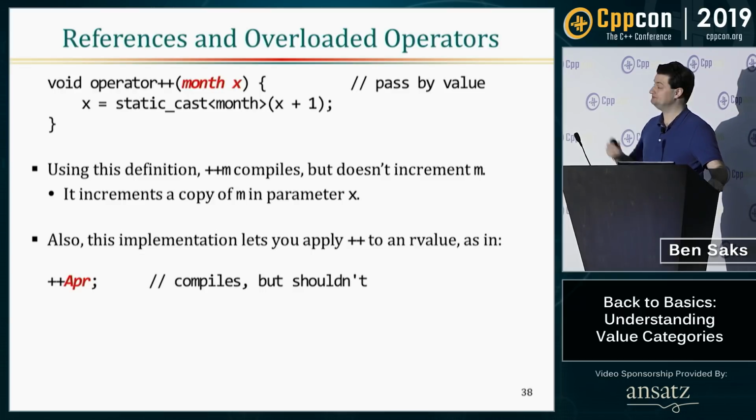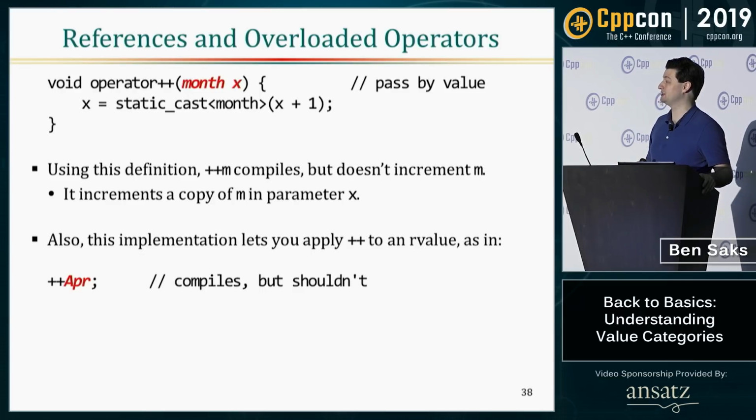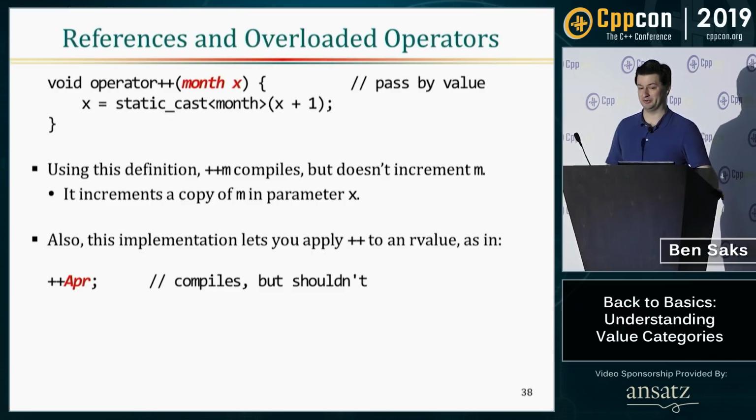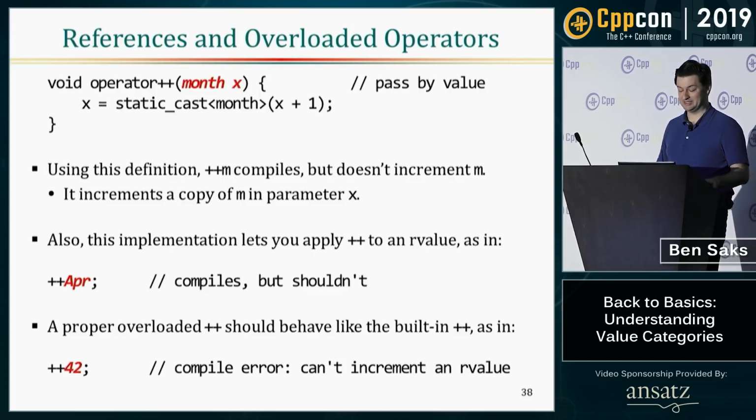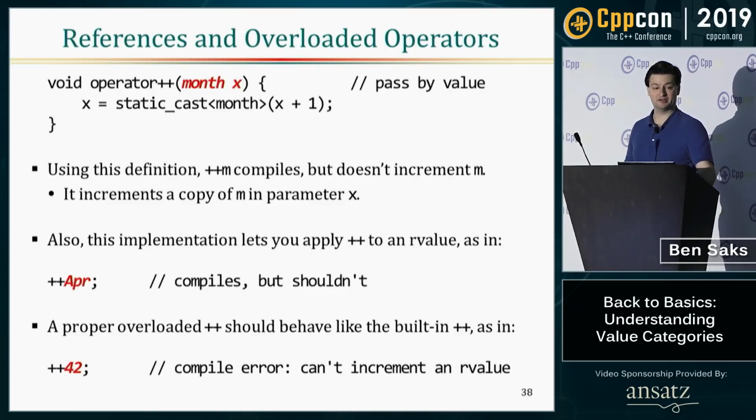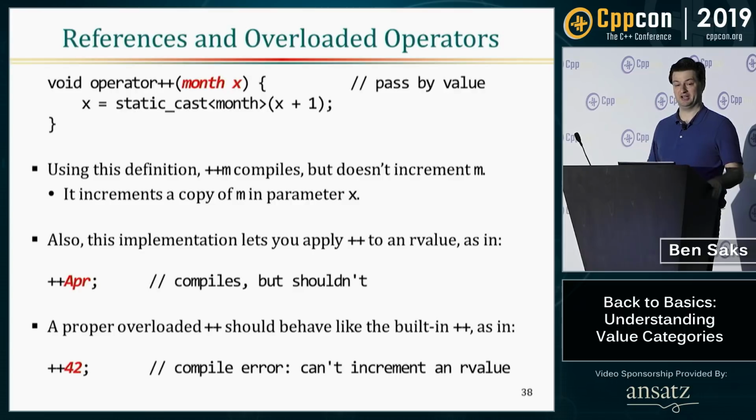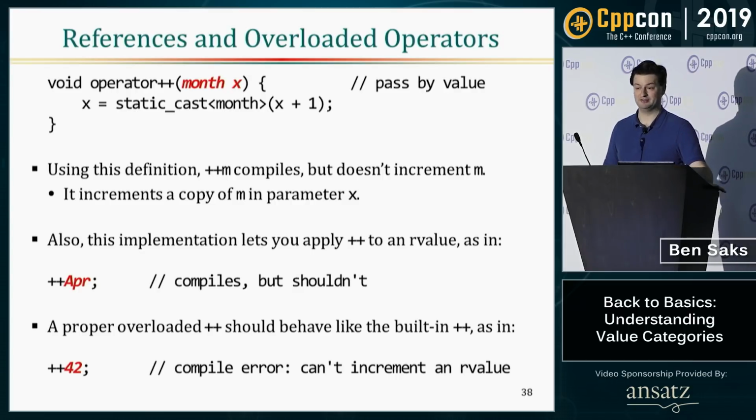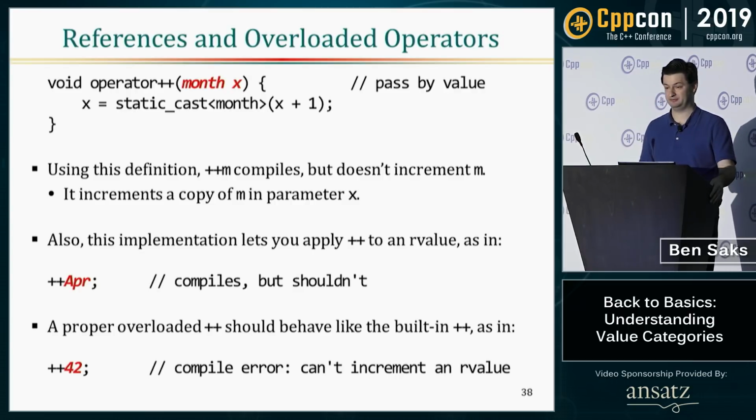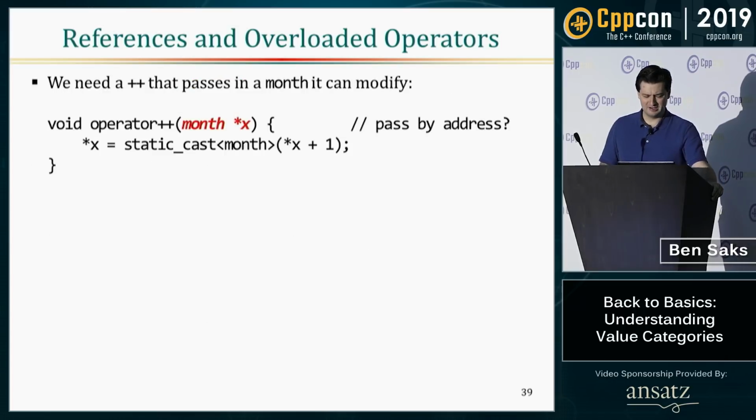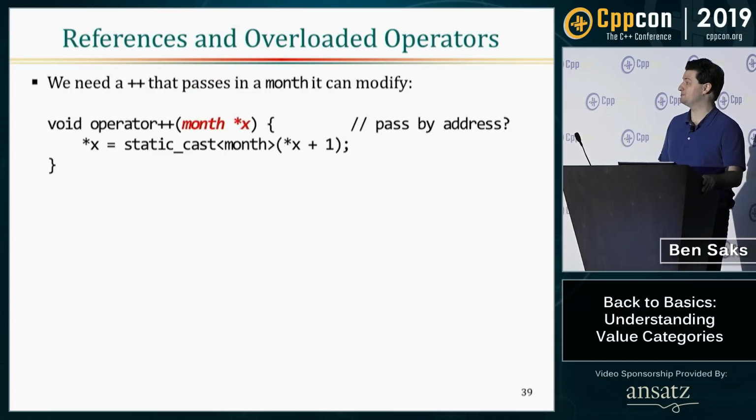Even worse, because in this situation, I'd be allowed to apply the ++ operator to an rvalue, like the April value here. That's not something you can do with the built-in operators. If you have an rvalue of type int, like 42, you're not allowed to apply the ++ to it. So, okay, pass by value didn't work.